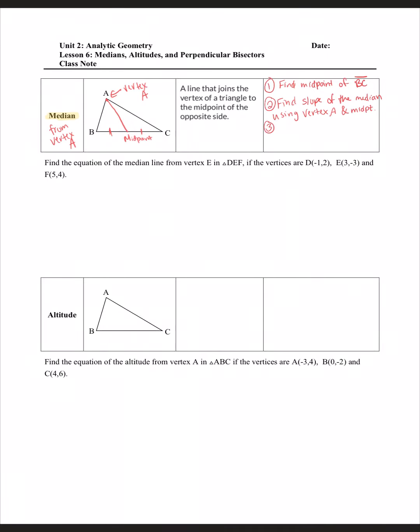Okay, so once we have the slope of that line, we can solve the equation for our y-intercept. So solve the equation for your b value, which is our y-intercept, remember, for the median line. Remember, the whole point of this is we're finding the equation of our median line, not any of the sides of our triangle. And then finally, once we have our slope and our y-intercept, the only thing left to do is write the equation.